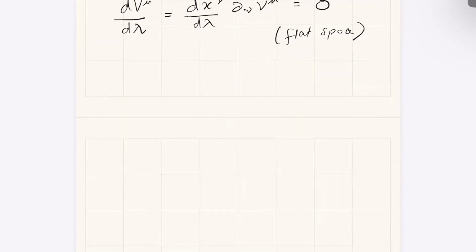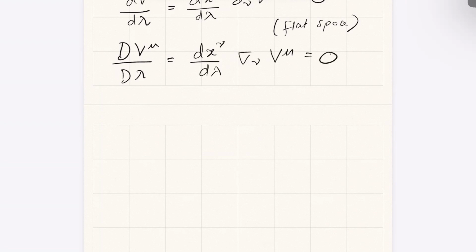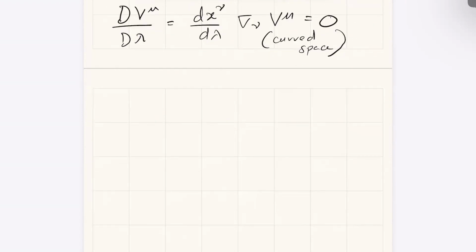In curved spacetime, I can now generalize this using a covariant derivative, and I can write the covariant derivative with D. This asserts the following relationship, and this equals 0 if I'm parallelly transporting it in a curved spacetime. I have written this for a general, arbitrary vector field. Can you hear me properly? You can analogously define this equation for arbitrary tensors as well.